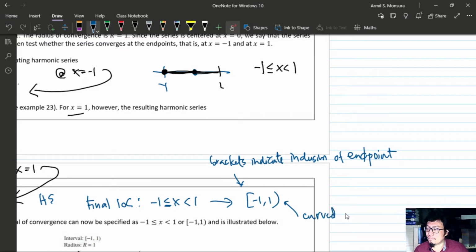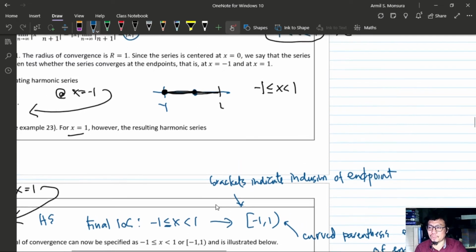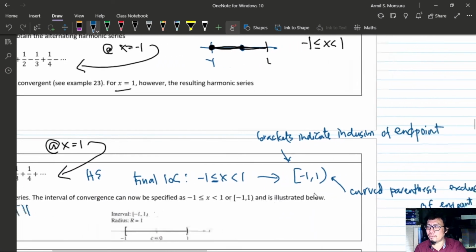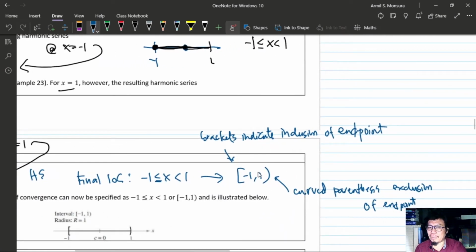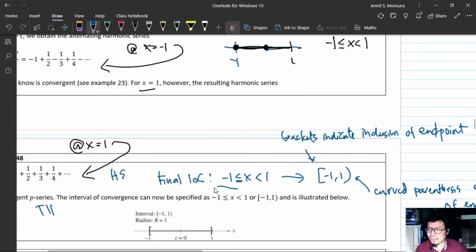a curved parenthesis, indicates exclusion of endpoint, exclusion to the interval of convergence. But you can simply write it this way. If this is something that confuses you, you can still write it this way.